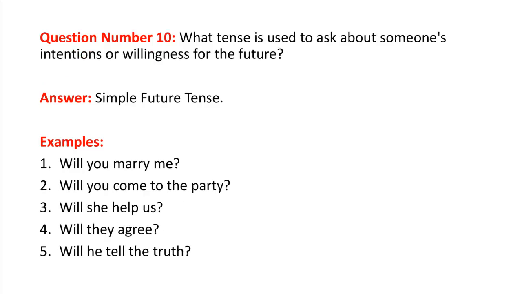Question number 10. What tense is used to ask about someone's intentions or willingness for the future? Answer, simple future tense. Examples. Will you marry me? Will you come to the party? Will she help us? Will they agree? Will he tell the truth?